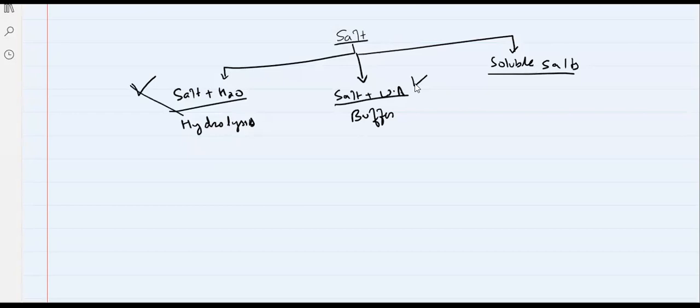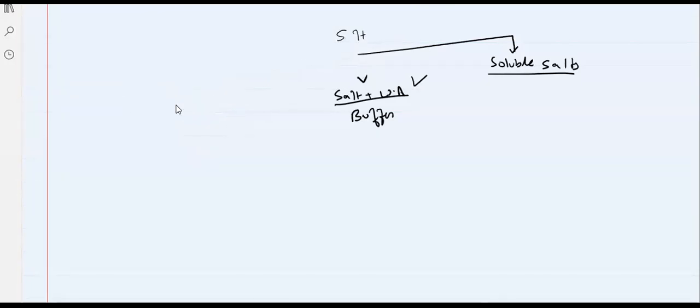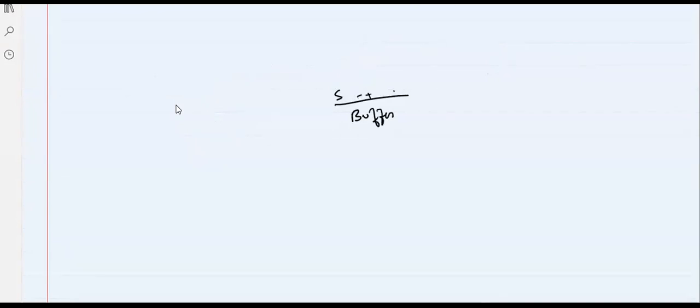Before starting solubility, I just want to ask you a simple problem. Forget about the solubility of salt and everything. I just want you to remember the concept of chemical equilibrium, as simple as that. Now, suppose I'm having a reaction. Just think about a reaction over here.